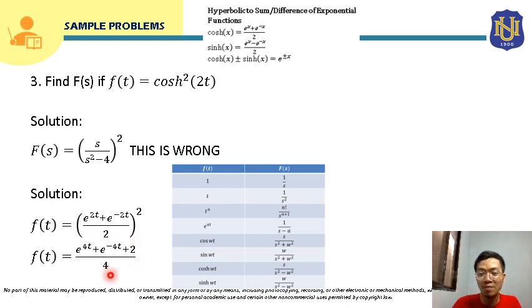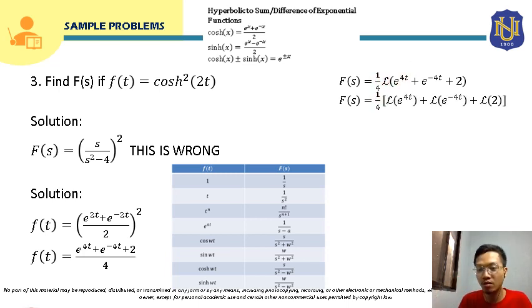Okay, so we can actually use linearity of Laplace transform here already, since this is already a sum or difference. Applying linearity of Laplace transform, we can factor out 1/4 since that is a constant, and then the Laplace transform of e raised to 4t plus e raised to negative 4t plus 2. We can distribute the Laplace symbol since this is already a sum. So this will become 1/4, and then Laplace transform of e raised to 4t plus Laplace transform of e raised to negative 4t, and then Laplace transform of 2.